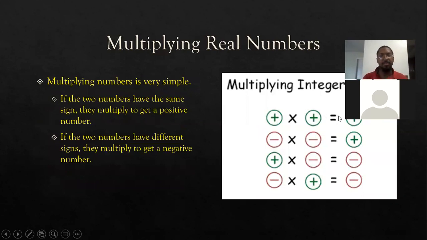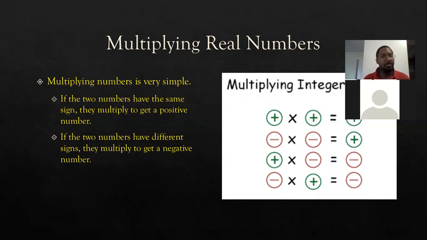Multiplying numbers is actually even simpler. Multiplying numbers is basically just if 2 numbers have the same sign, they multiply to get a positive number. If 2 numbers have different signs, they multiply to get a negative number. So it's really simple. The main thing that I want you to take away from this is that adding numbers is different than multiplying numbers. And that's a really important concept in mathematics: adding stuff and multiplying stuff can be really, really different.